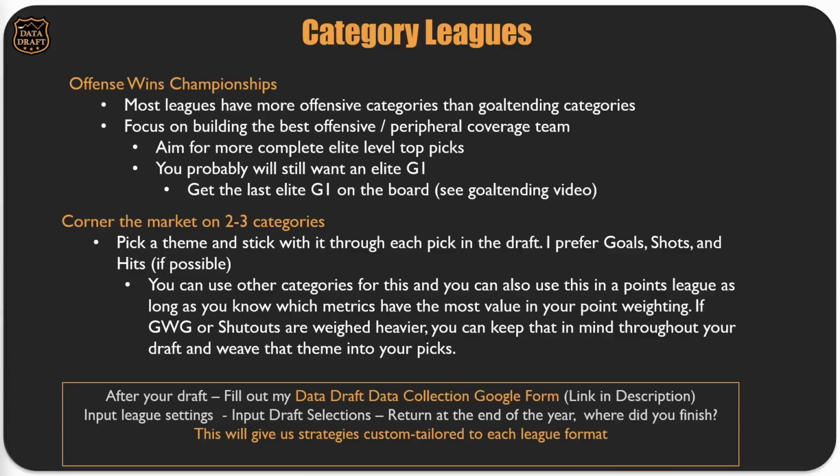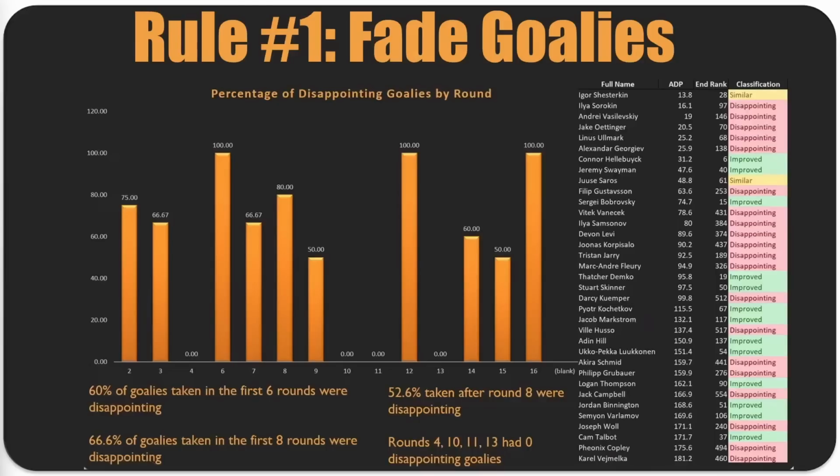Now let's get back to the strategy. The number one rule is to fade goalies. Now this has gotten more amplified over the years. So initially I said don't draft a goalie in the first round. Then the next year it was don't draft a goalie in the first couple of rounds. Now it's basically you should fade goalies in general.